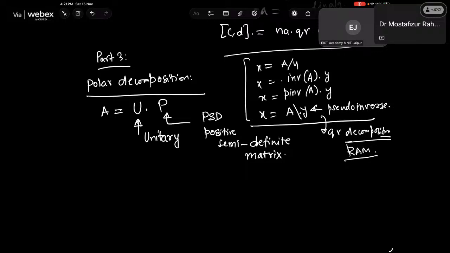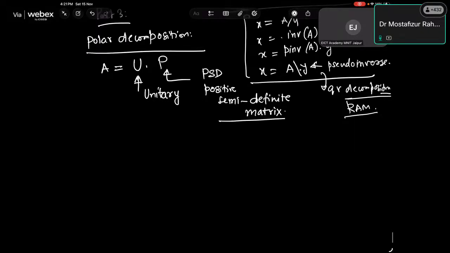Yeah. So, positive semi-definite matrix. What is a positive semi-definite matrix? If you have a vector x, and if x transpose Px is greater than or equal to 0, where x is some vector compatible for multiplication with the matrix P, then we say that the P matrix is called a PSD matrix.